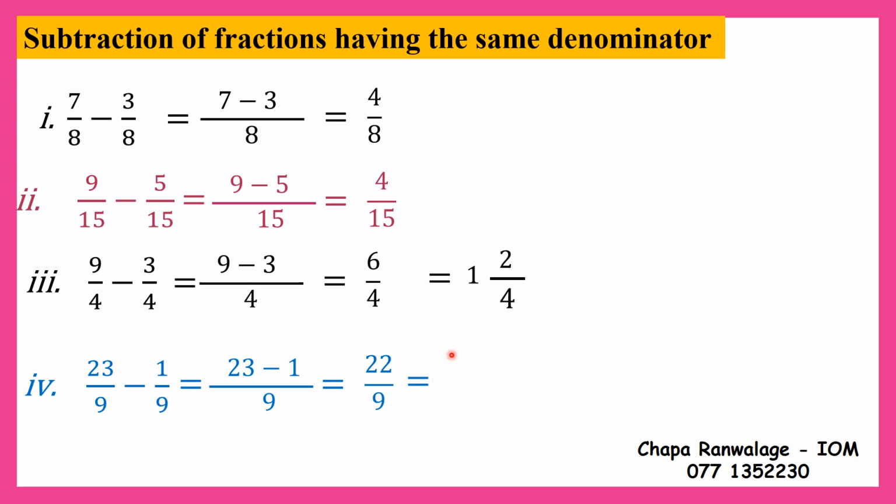So you have to find how many 9s are there in 22. How many 9s? You have to check the 9 times table. 9 times 1 is 9, 9 times 2 is 18, 9 times 3 is 27. We cannot get 9 times 3, so we have to stop at 9 times 2. So there are only 2 9s in 22. So the whole part is 2. And 9, and the remainder is how many? 9 times 2 is 18. To obtain 22, we have to add another 4. So the remainder is 4. Then the final result should be 2 and 4 over 9.